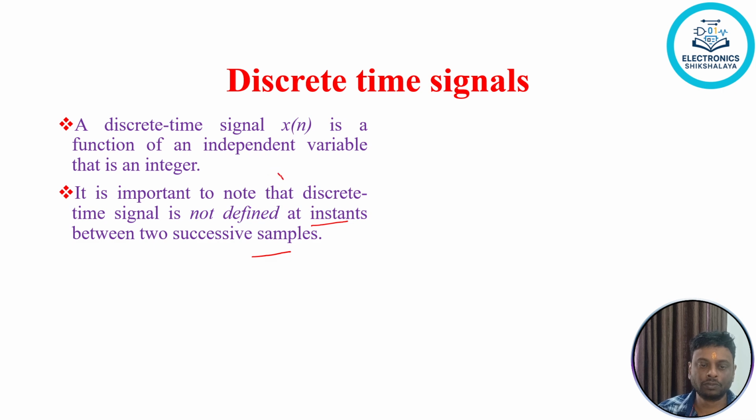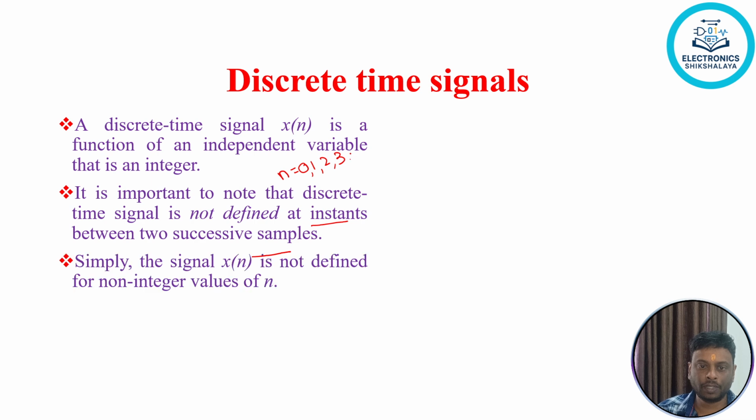So we are defining at integer values of n, that is 0, 1, 2, 3, likewise, and minus 1 also. So x of n is not defined at non-integer values of n. Non-integer values of n means it is not defined at, suppose, n equal to 0.5 or n equal to 1.6, likewise. So it is defined only for integer values of small n.